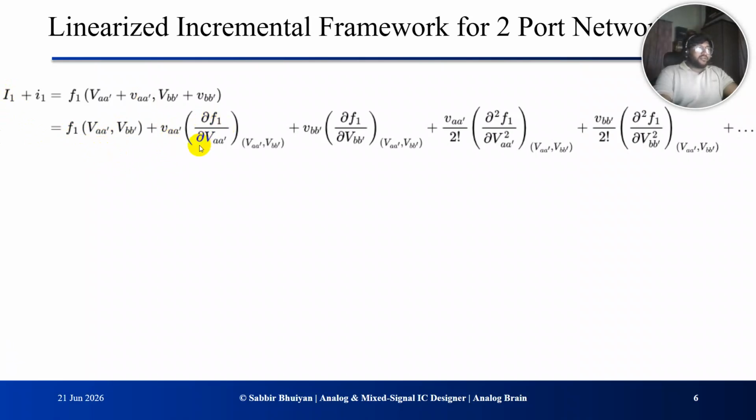So dou F1 dou VA prime means we are differentiating with respect to the port 1 voltage, around the operating point VA prime, VB prime. This is the operating point, your VGSQ and VDSQ. And this is for the second port. Then the second differentiation, dou square F1 dou VA square, times VA square by 2 factorial, and another term with VA prime cubed divided by 3 factorial, dou cube F1 dou VA cube, around that operating point. That's exactly simple.